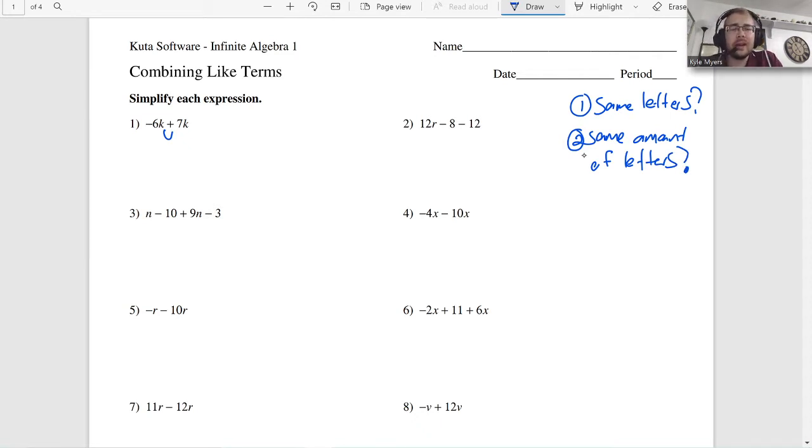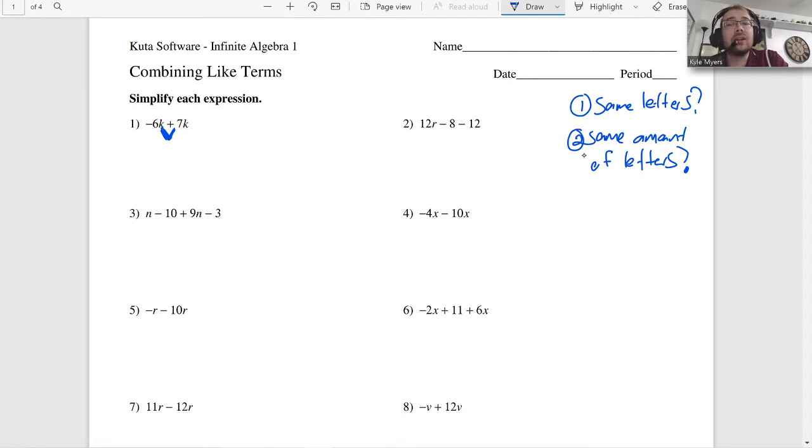So I'll show you an example. Same letters would be like, okay, well, like number one here. They both have the same letters. They both have K. Step two, do they have the same amount of letters? Well, yes and no. When I say same amount of letters, I'm saying the same power of the letter, not the number in front of the letter. It's a little tricky at first until you get the hang of it. But when you're looking at the same amount of letters, you're looking at whether it's squared or cubed or anything like that. Because if it is, then that's different from something that's to a different power.